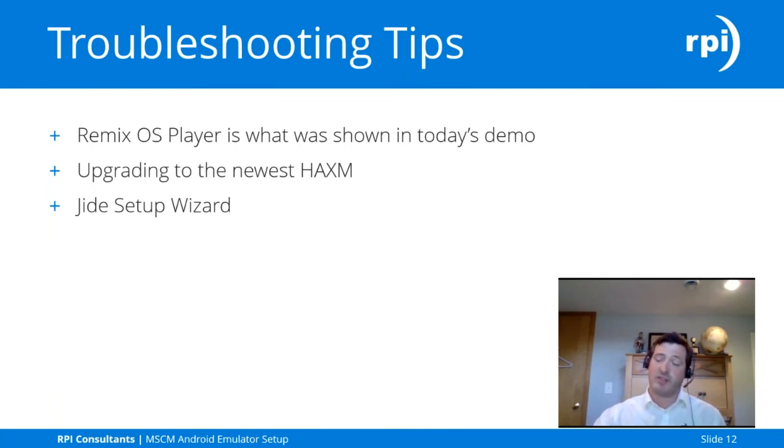The emulator that was used today, just to recap, was the Remix OS player. Now, the following troubleshooting tips presented here were gathered from other consultants that have downloaded the player and, based off of their OS or their Windows versions, ran into some obstacles. And so these are the fixes for those obstacles. The first one being upgrading your HAXM. That is as simple as downloading the newest version, and then doing a swap out of the HAXM that comes with the Remix player with the newest one that you just downloaded.